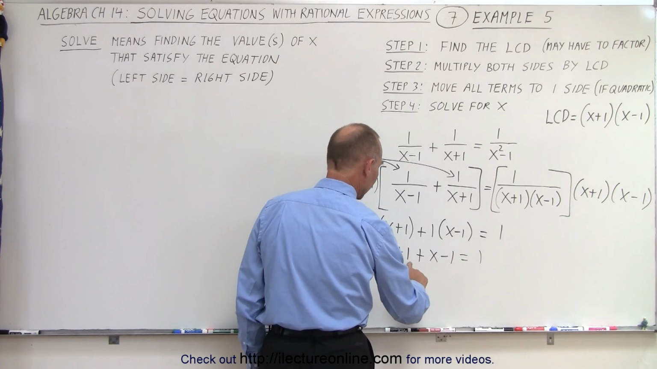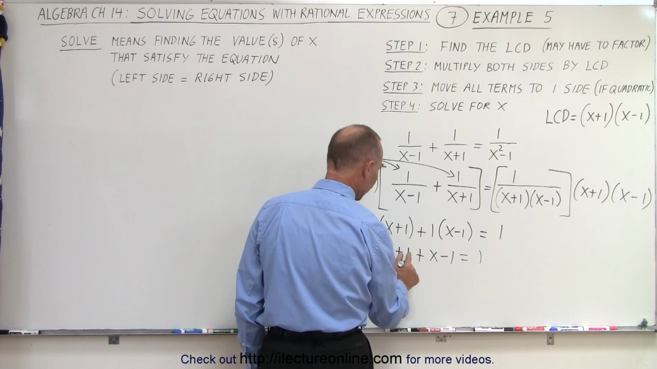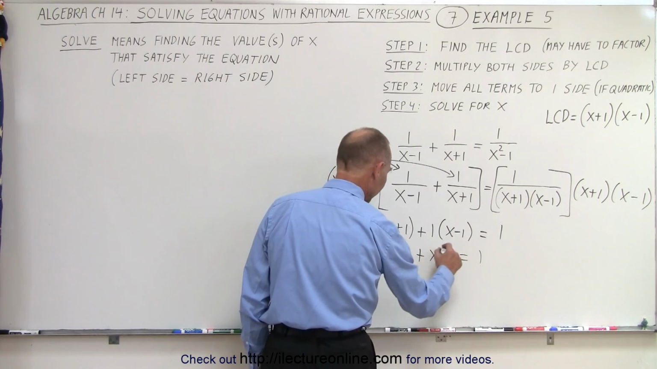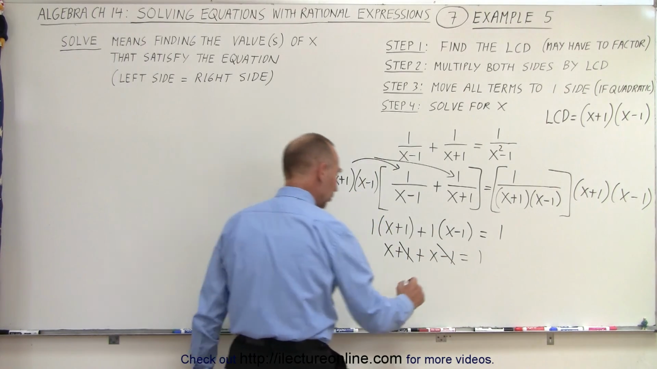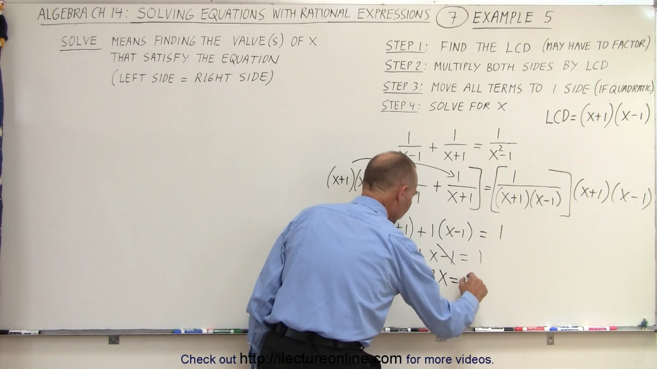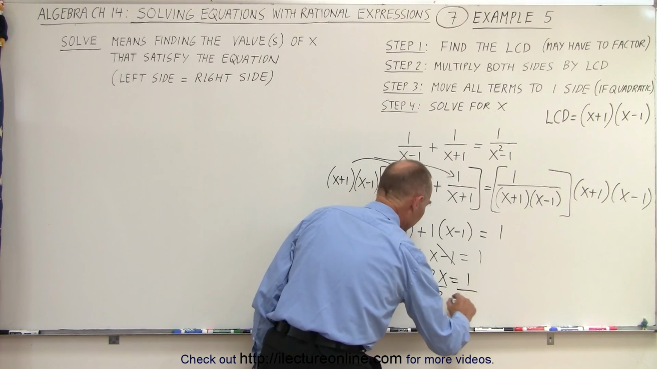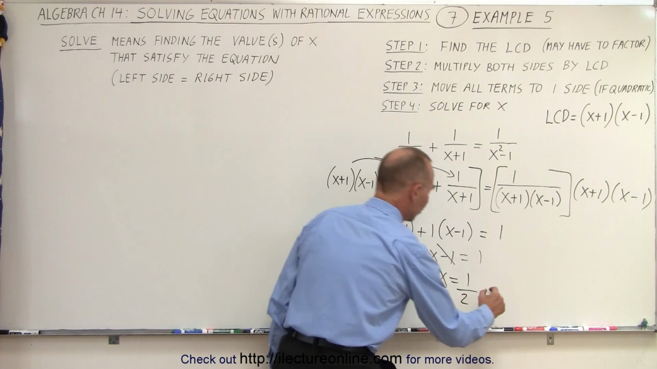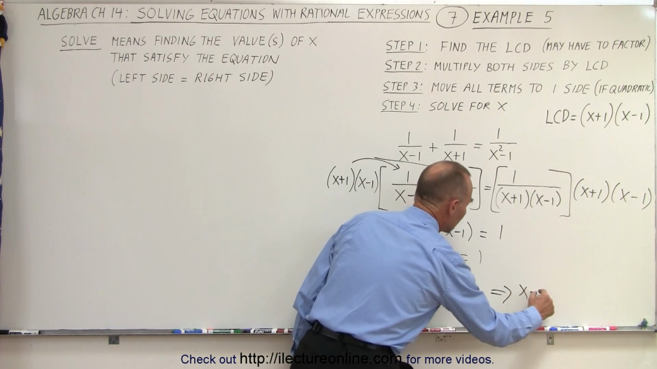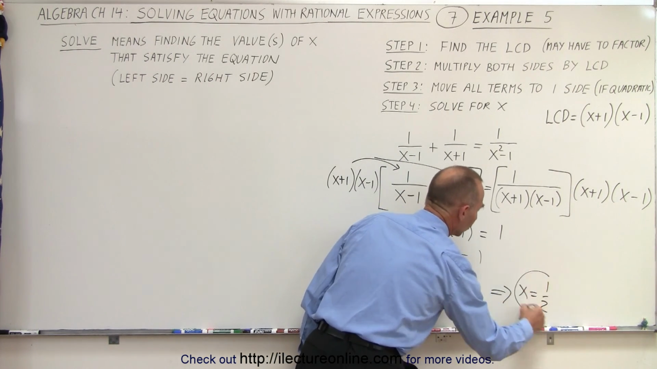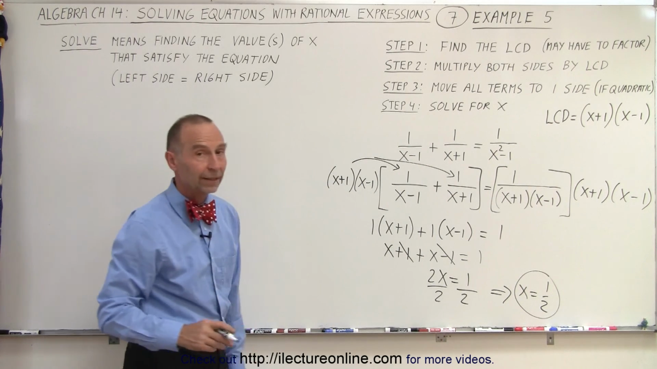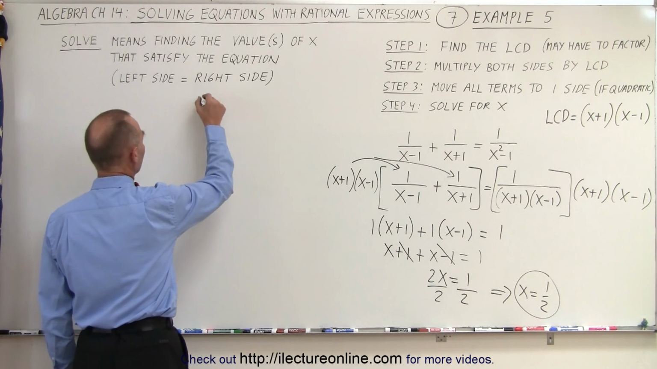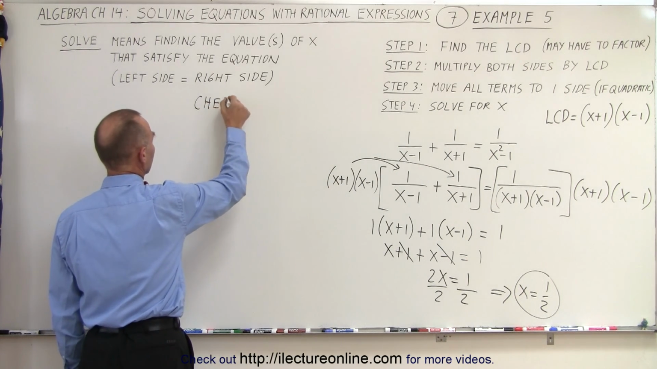So combining like terms, well, before we do that, let's see. Plus 1 minus 1, that cancels out. Now we can combine like terms. 2x equals 1. Divide both sides by the numerical coefficient, which means that x equals 1/2 as the solution to that equation. Now let's do a quick check to see if we are correct with that.